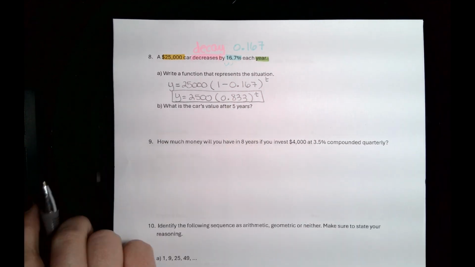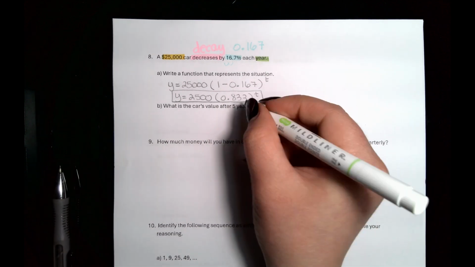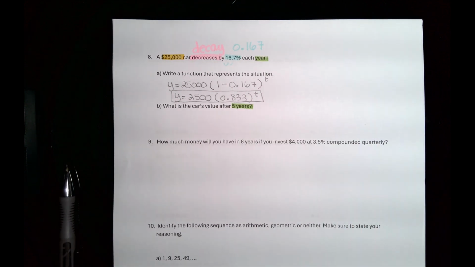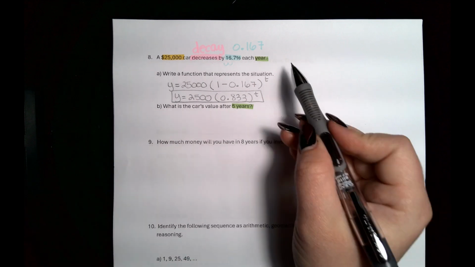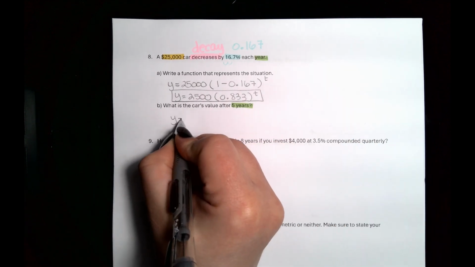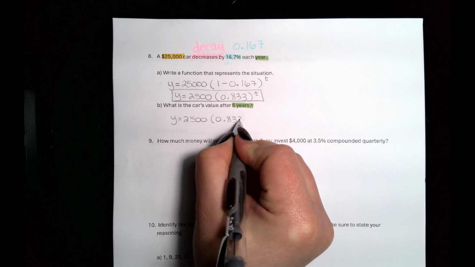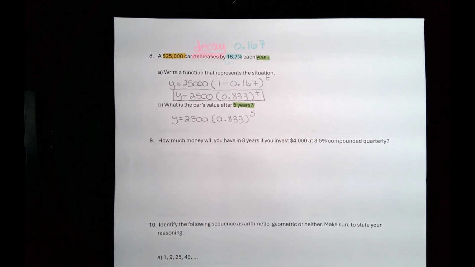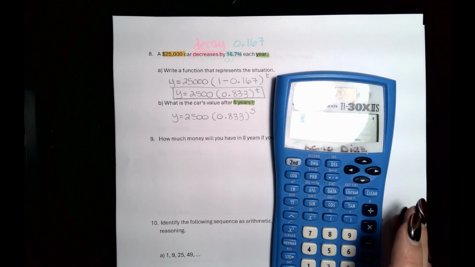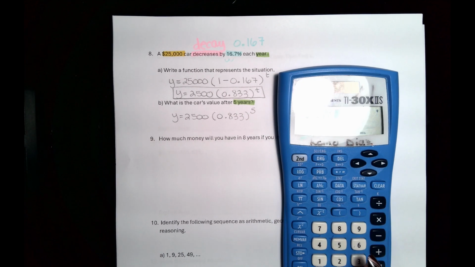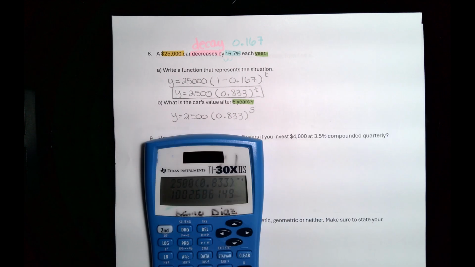What is the car's value after 5 years? This is where years and years is important. Again, as we saw on your quiz, sometimes they give you a rate in months, they ask in years, so you've got to be careful. Since we have years and years, we're going to take our equation and just put the quantity of years, which is 5, in our time spot, in our exponent spot. We're going to type that into our calculator and write out our answer.